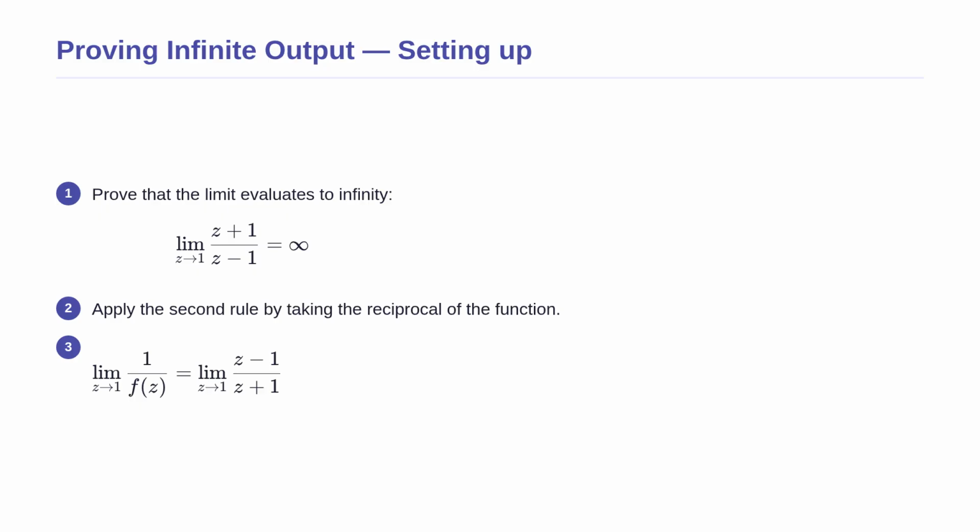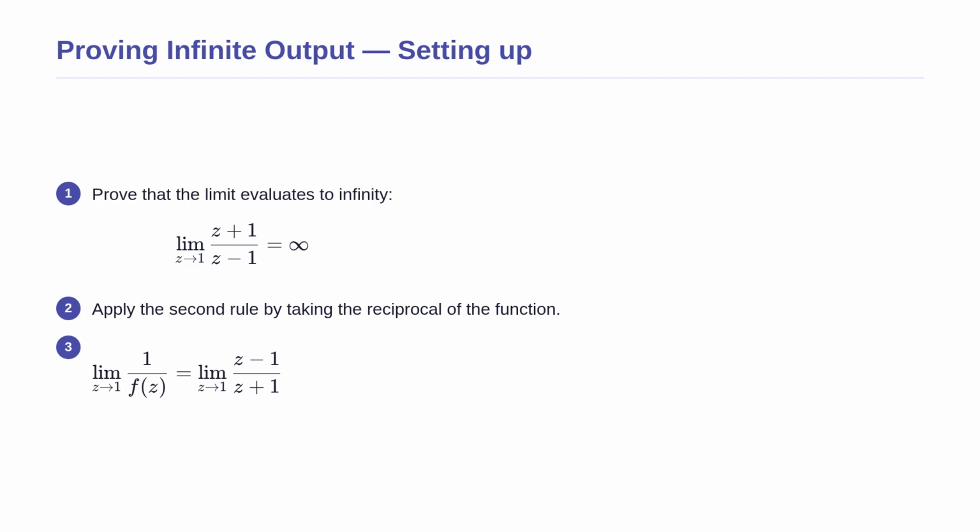For our next example, we need to prove that the limit of the function (z + 1) over (z - 1) as z approaches 1 is equal to infinity. Here, the input is a normal number, but the output is exploding. When a function's output goes to infinity, it usually means the denominator is shrinking to 0 while the numerator stays solid. To prove this formally, we use our second rule.